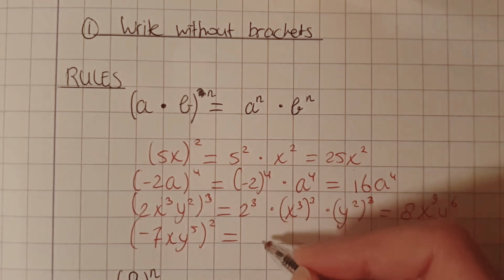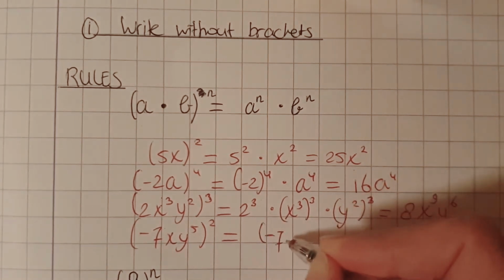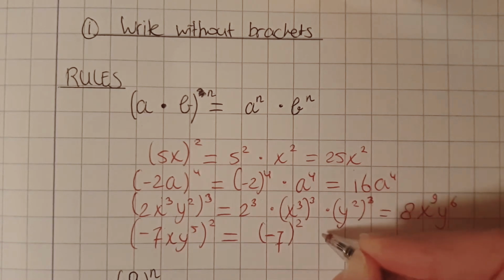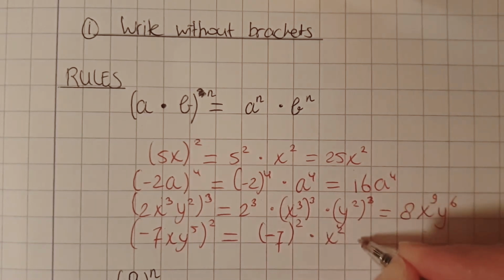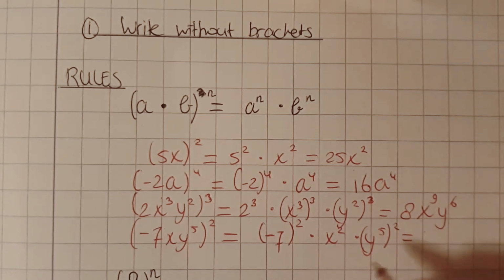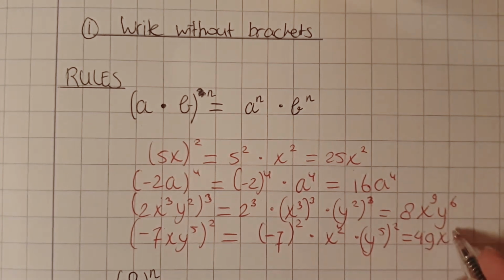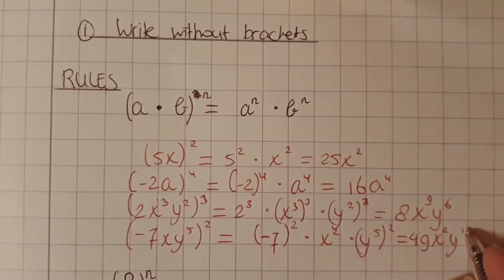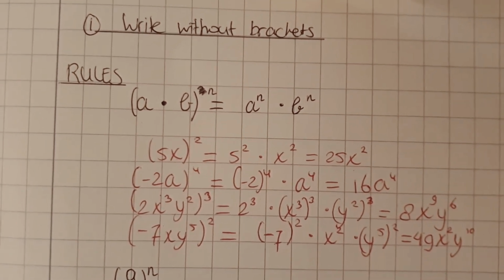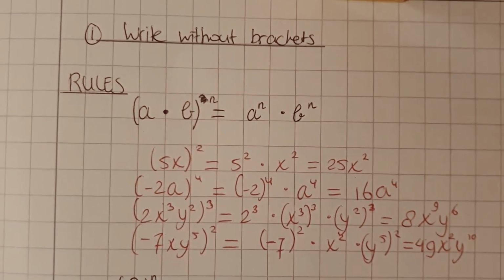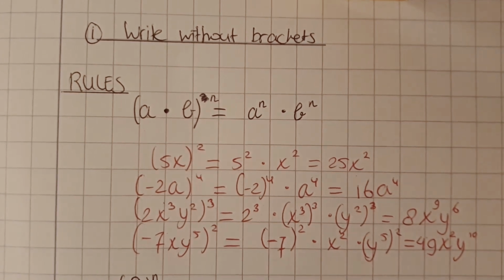Okay. So this is minus 7 in brackets. Hopefully you did that. And then x by the power of 2 times y by the power of 5 in brackets by the power of 2. Minus 7 by the power of 2 will be a positive 49, and then x squared y by the power of 10. Good. That's it. Let's go to the second rule.